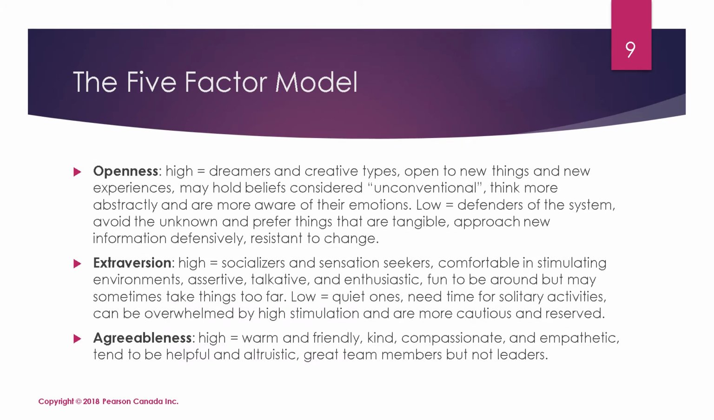So I know I just briefly went through each of those in that table, but here's a little bit more information about each for you. You should definitely keep in mind all 5 of these dimensions and be able to describe some characteristics that would correlate to being high or low in each of them. For openness, someone who's high would be more dreamers, creative types, open to new things. Low is going to be defenders of the system, avoid the unknown, prefer things that are tangible, so they're much more resistant to change, whereas openness would be associated with openness to change and trying new things.